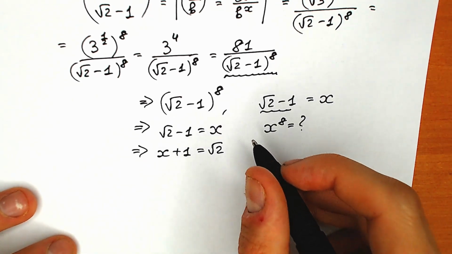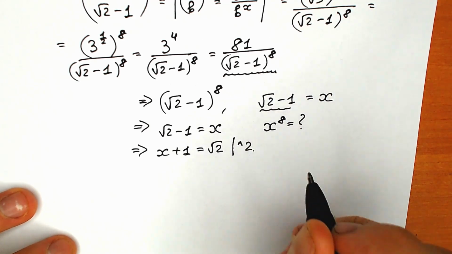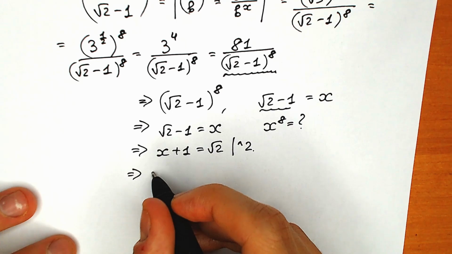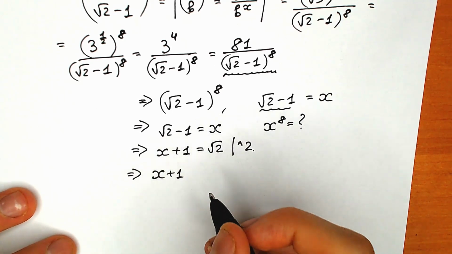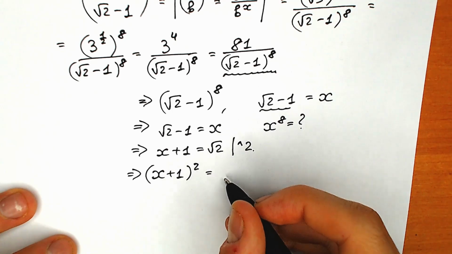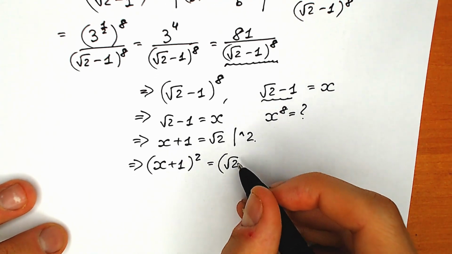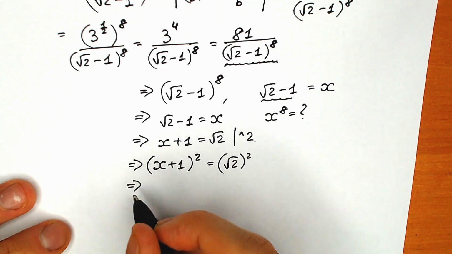Right now, let's raise both sides to the power 2. As a result, what do we have? We have x plus 1 raised to the power 2 equal to square root of 2 raised to the power 2. Let's simplify it.